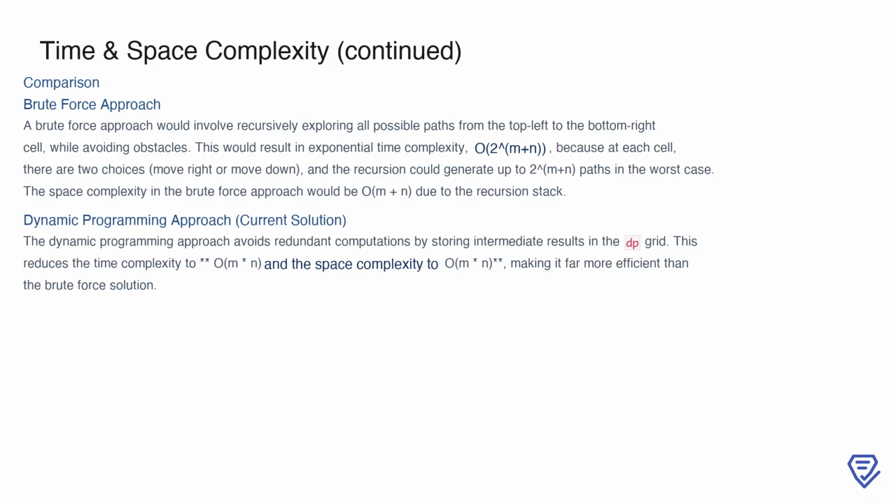In contrast, the dynamic programming approach eliminates redundant computations by storing intermediate results in the DP grid. This optimization reduces the time complexity to O(m*n), and the space complexity to O(m*n), making it significantly more efficient than the brute force solution.